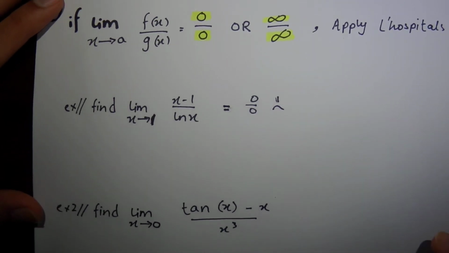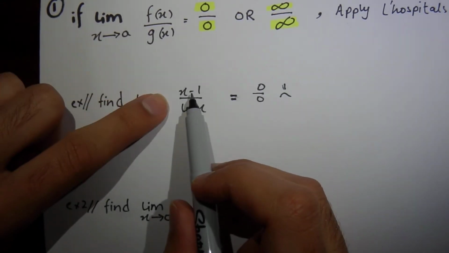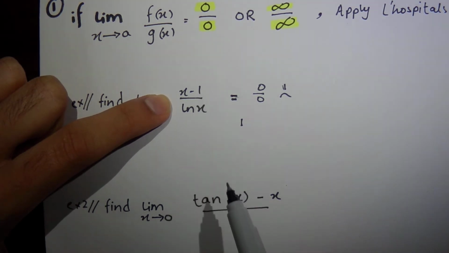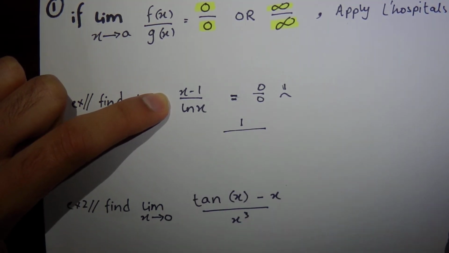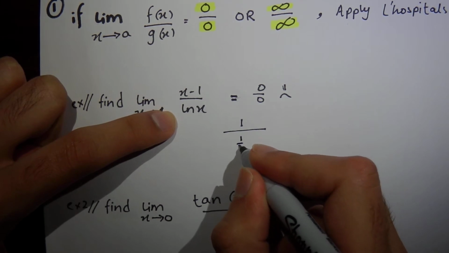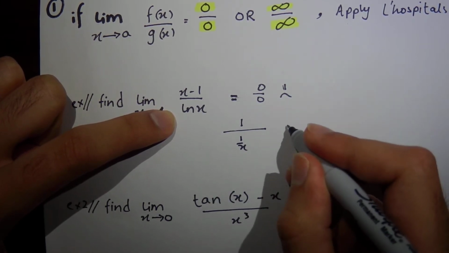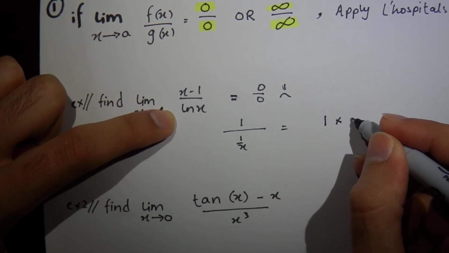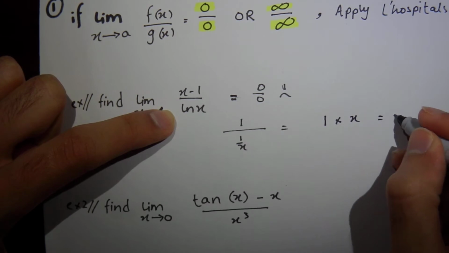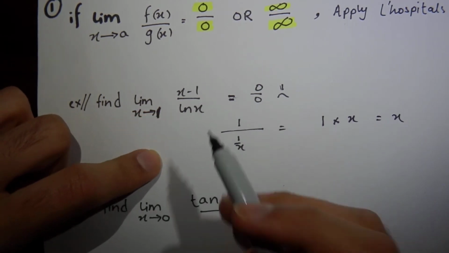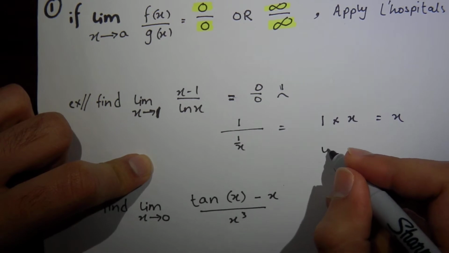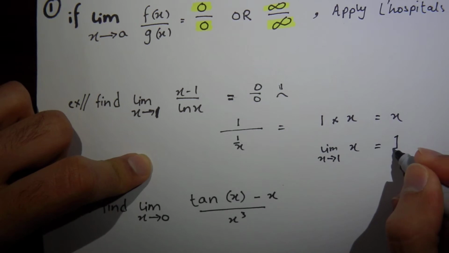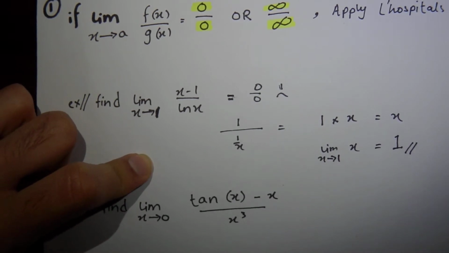So this cannot be solved by any other method. So if we take the derivative of the numerator, which would just be 1, derivative of 1 would be 0, and the derivative of the denominator, ln of x, which is 1 over x, we can further simplify this as 1 multiplied by the reciprocal of the denominator, which is x, which then becomes x. And then we can simply take the limit of our new function. So the limit as x approaches 1 of x would simply be equal to 1. And that is our answer through L'Hopital's rule.